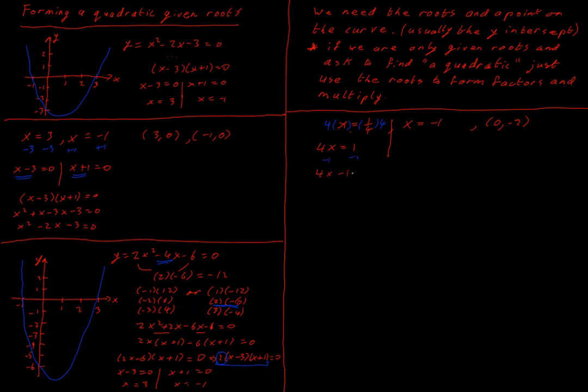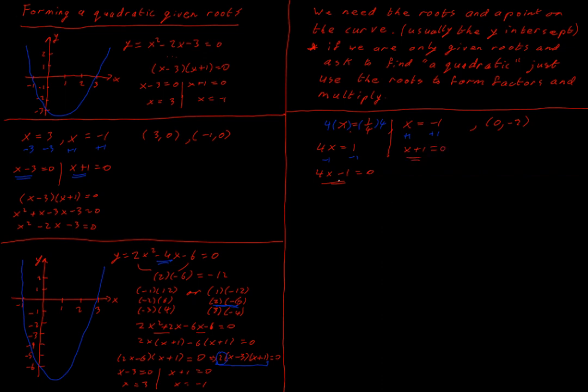So 4x minus 1 is equal to 0. This is one of my factors. And then I want to rearrange this one to make it equal to 0, so I'm adding 1 to both sides, and x plus 1 is equal to 0. This is another one of my factors.